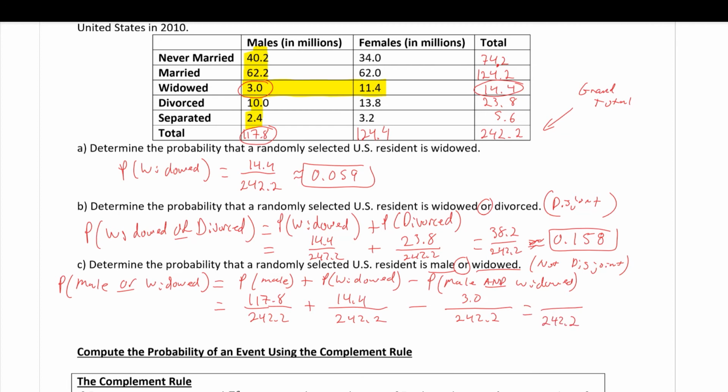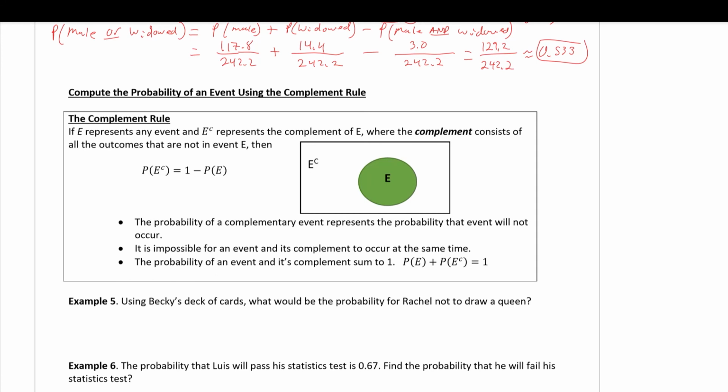Let's go ahead and add those two numbers up and subtract off the 3. What do we get? I get 129.2. Divide that by 242.2. And if I'm rounding to three decimal places, I get about 53.3%. 0.533. All right, now we're going to talk about the complement rule.